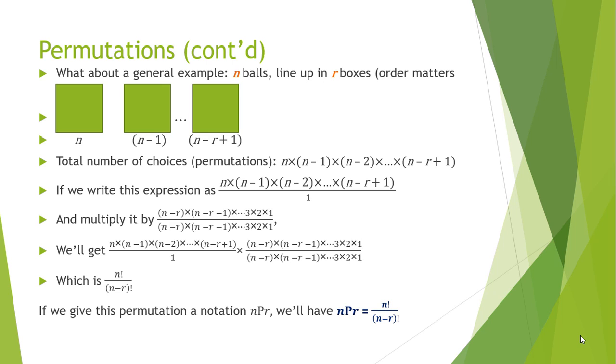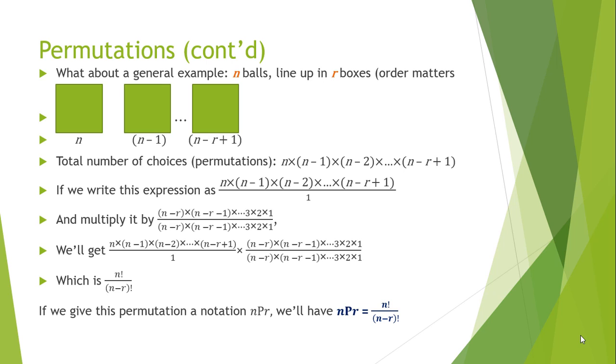Well, let's come back to this example. So we have n times n minus 1 times n minus 2 times all the way to n minus r plus 1. So this is our total number of choices in permutations. Well, this expression is ugly, so we'll try to rearrange it into a more readable form. So we can write it as n times n minus 1 times n minus 2 times all the way to n minus r plus 1 over 1.